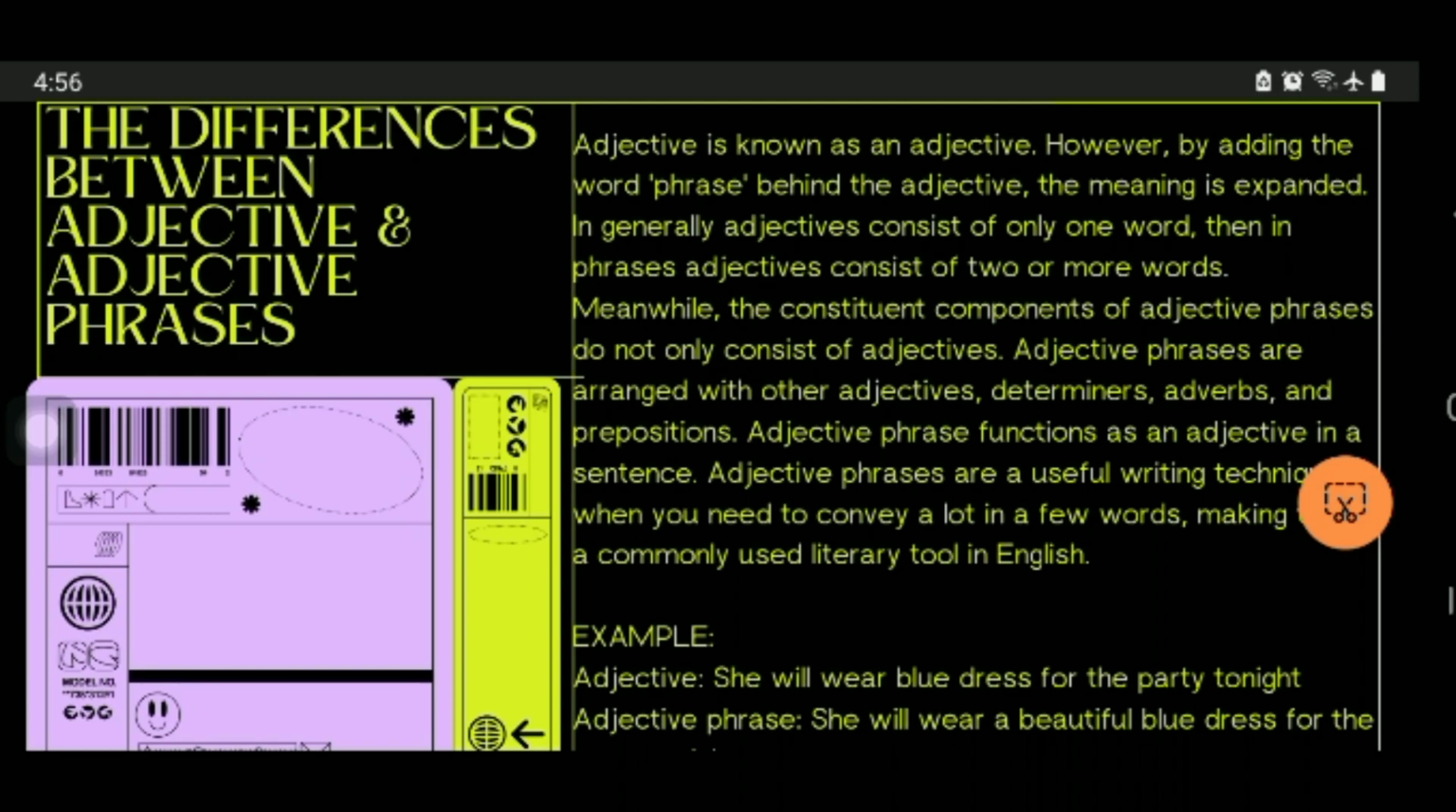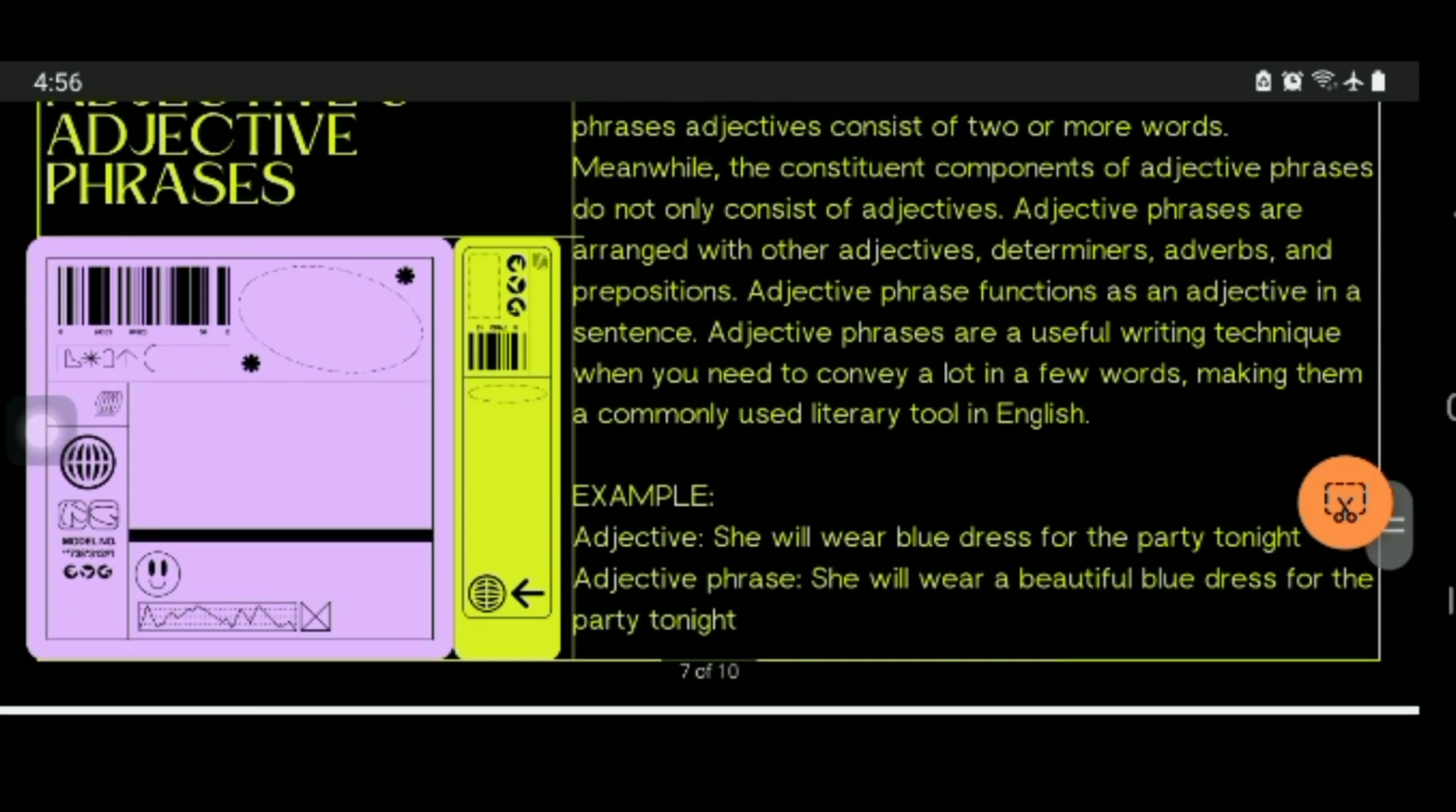Adjective phrases are a useful writing technique when you need to convey a lot in a few words, making them a commonly used literary tool in English. For example, the adjective word: she will wear a blue dress for the party tonight, and the adjective phrase: she will wear a beautiful blue dress for the party tonight.